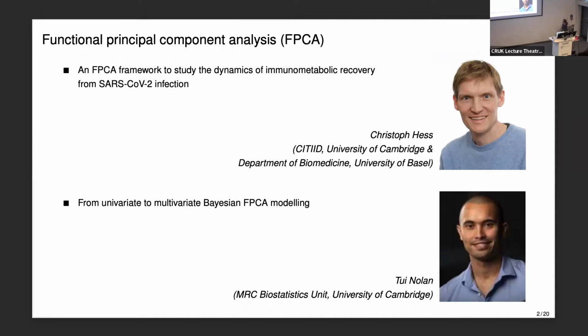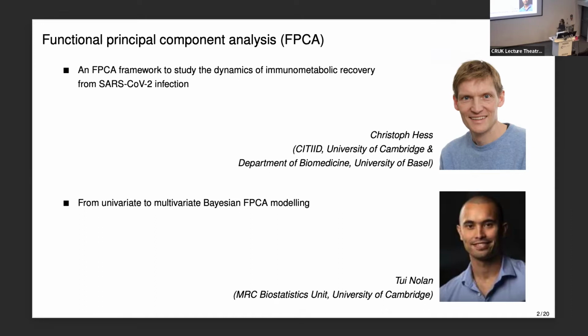And then Thuy Nolan. So Thuy is a research associate here at the BSU. He's also an expert in Bayesian FPCA modeling. And so with Thuy, we are working on a variational multivariate FPCA approach. He actually is the primary contributor to this work.